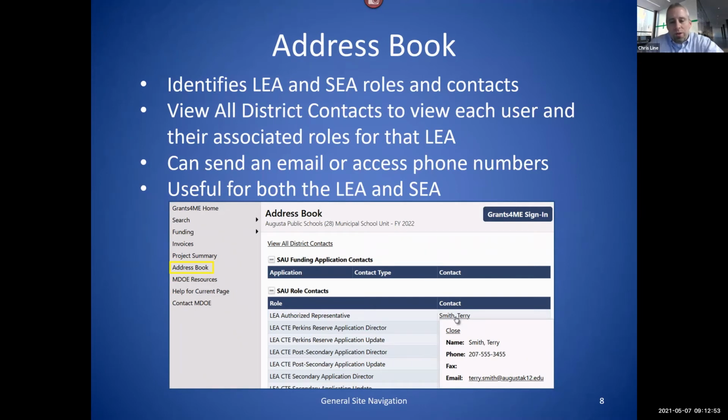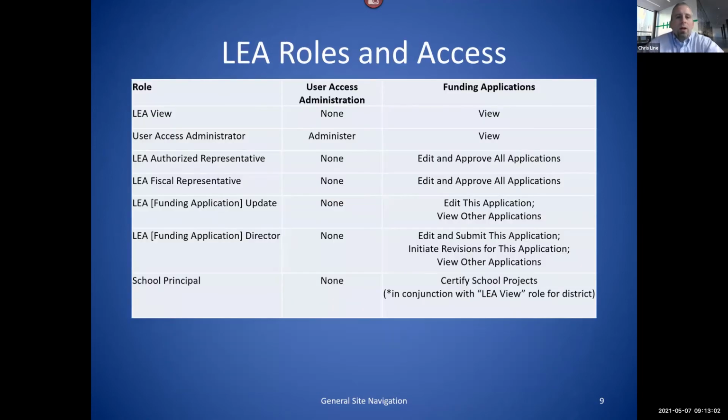And if you click on a user's name, it'll give you their phone number and email address. So it's an easy way to figure out who to contact in a district if you need to do that. Roles at the LEA level: there's an LEA view role, which basically lets somebody access the system and see their district's content without being able to update any of it.